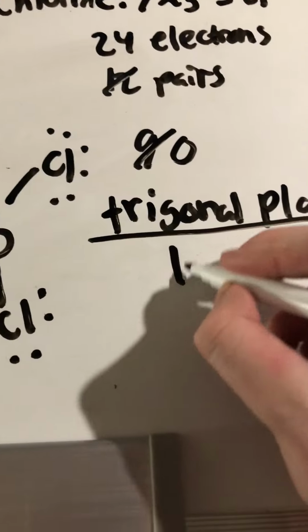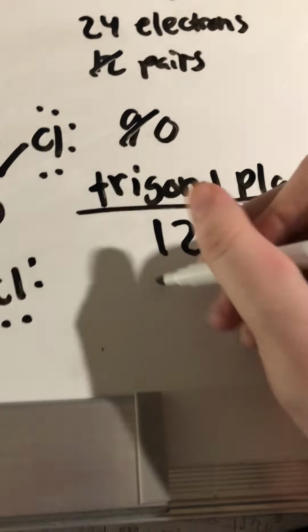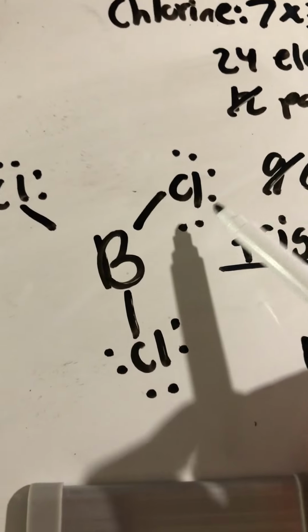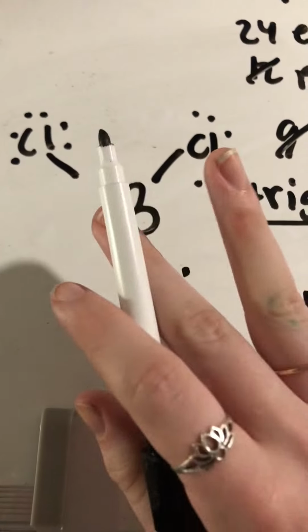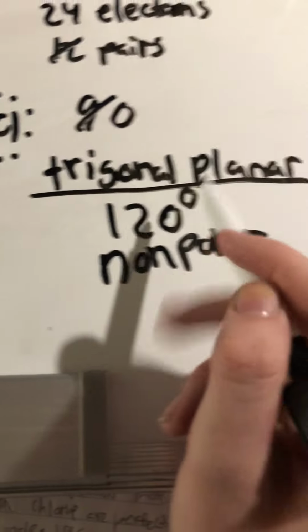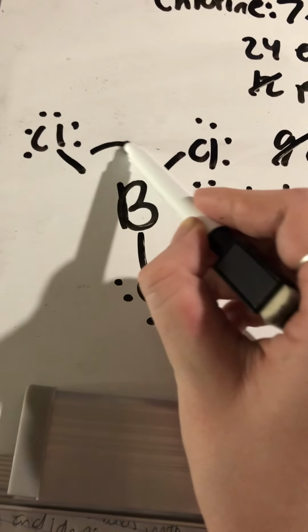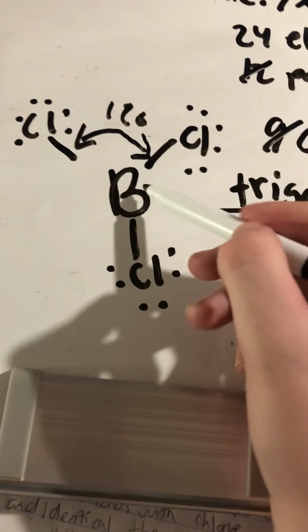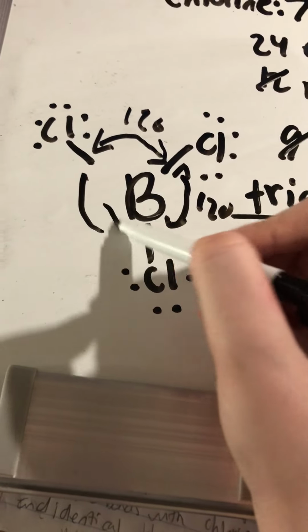So we also know that a trigonal planar molecule usually has an ideal bond angle of 120 degrees and is nonpolar. It's nonpolar because each chlorine has the same number of lone pairs and is bonded the same way to boron, and the molecule is flat in the trigonal planar shape. We also know the 120 degrees because that is how far apart each chlorine can be while there being an equal distance between each chlorine.